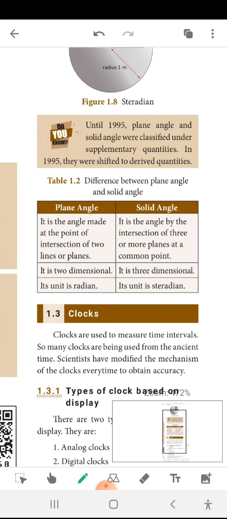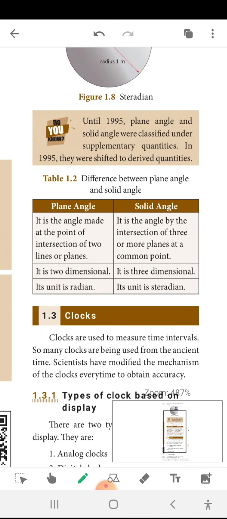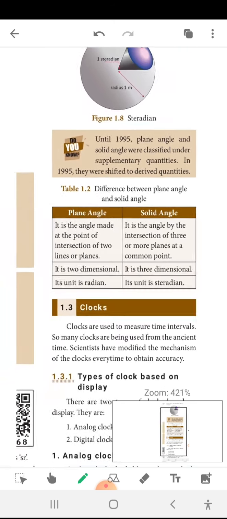A plane angle is the angle made between the intersection of two lines or planes. A solid angle is the angle made by the intersection of 3 or more planes at a common point. A plane angle is 2-dimensional, a solid angle is 3-dimensional. Plane angle is measured in radian, and solid angle is measured in steradian.